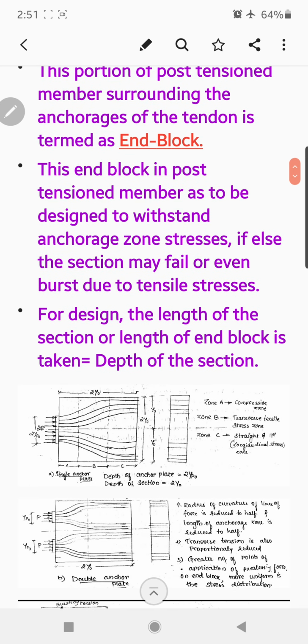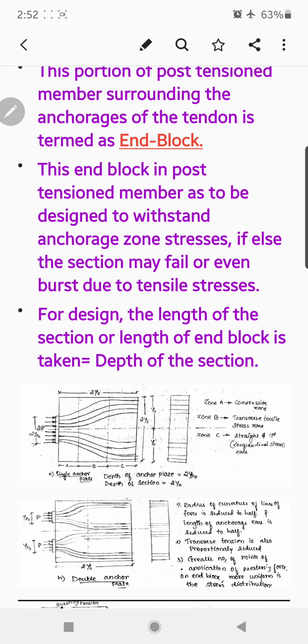For design, how much length do we have to consider for the end block? That means the end block is the end portion of a beam, which has to be designed additionally. So how much length do we need to consider for this design? As per the code specification, the length of the end block is taken as the depth of the section. So that much length of the end block has to be designed for the anchorage zone stresses.